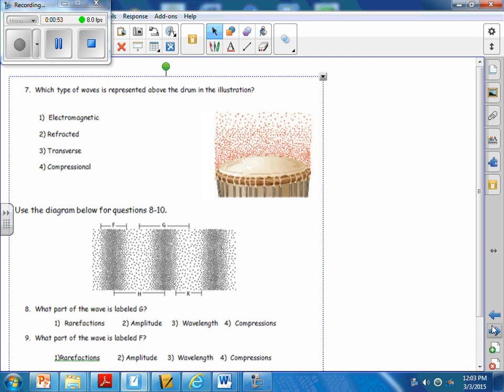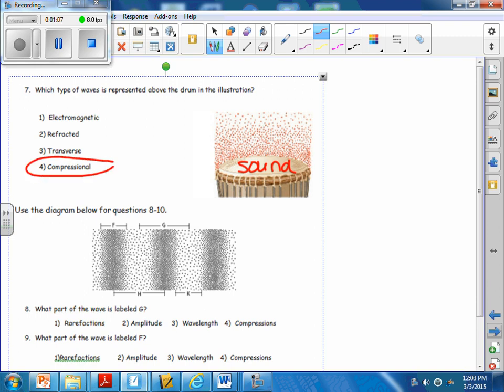What type of wave is represented by the drum in the illustration? Well, a drum gives us sound. Sound needs a medium. The medium is air. Air travels through two types of waves, either longitudinal or compressional. So the answer will be compressional wave.